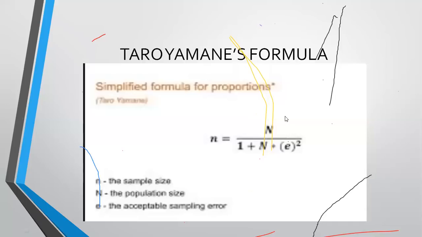For those of you saying the question is not clear, please go back and sit down and take your time to carry out this calculation. I've given you an example. When you have a population of 2,000, using Taro Yamane's formula, you should have a sample size of about 333. And I know many of you calculated it and got it right.